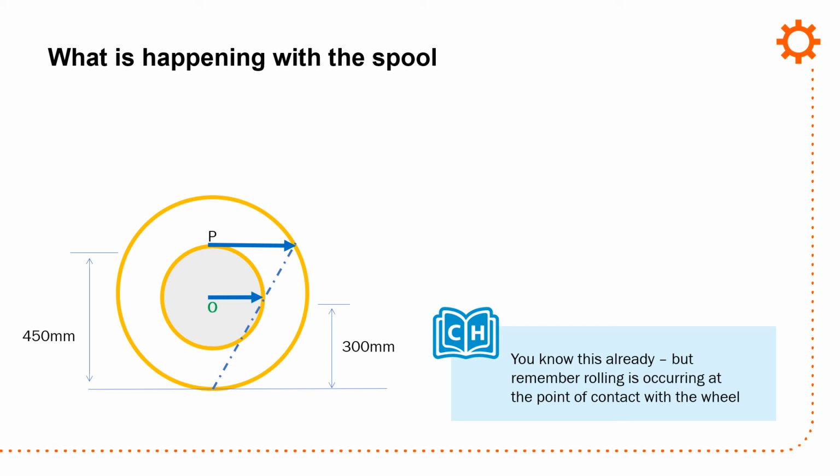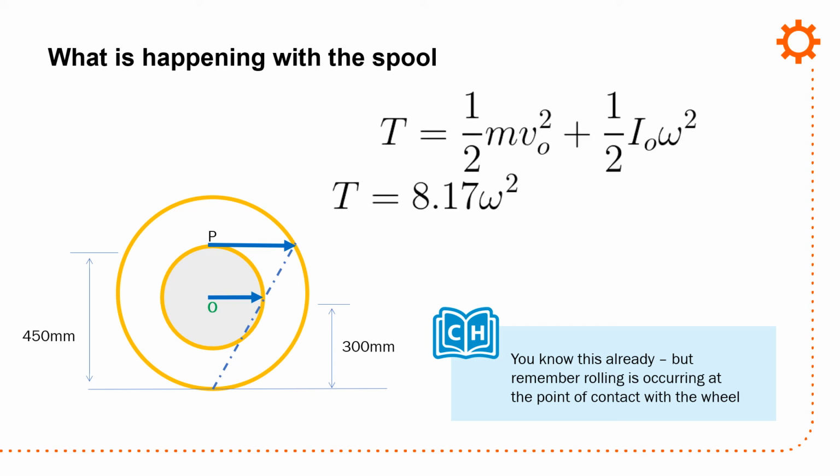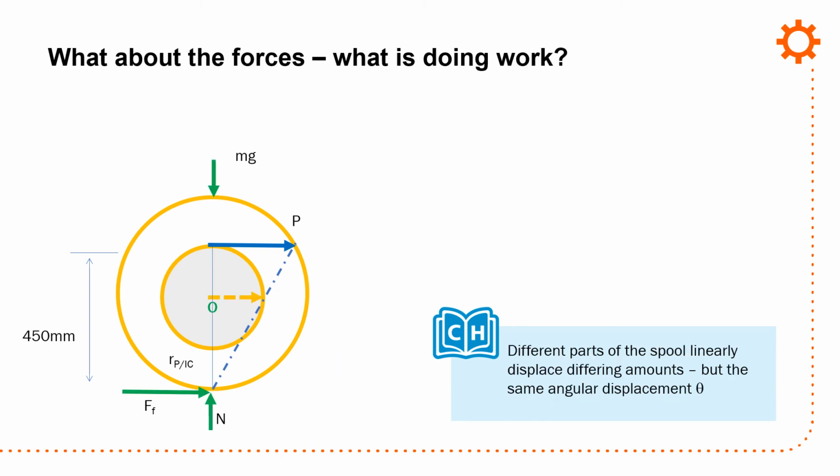What's happening with the spool? You know this already. Okay, so continuing. So you put in your T's, 1/2 m v naught squared plus 1/2 I naught omega squared. T is equal to 8.17 omega squared.